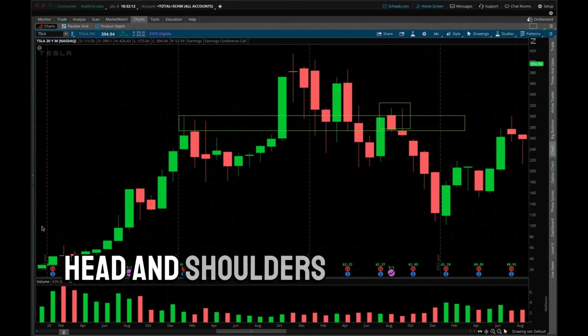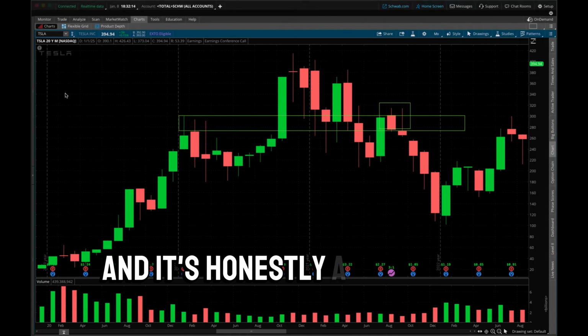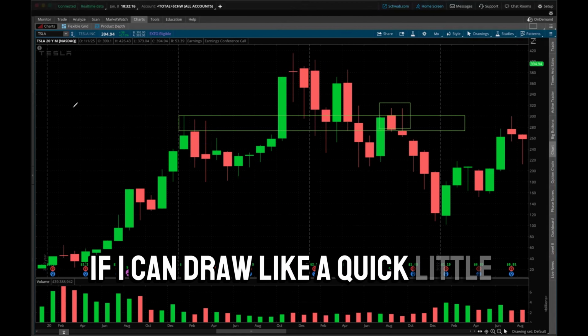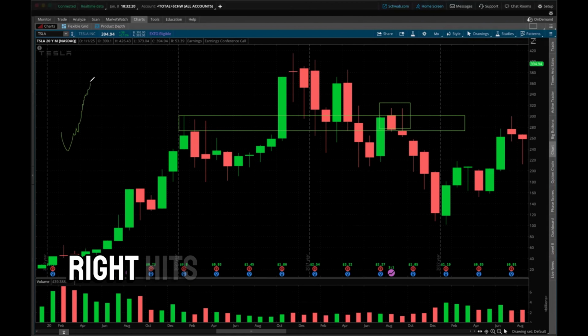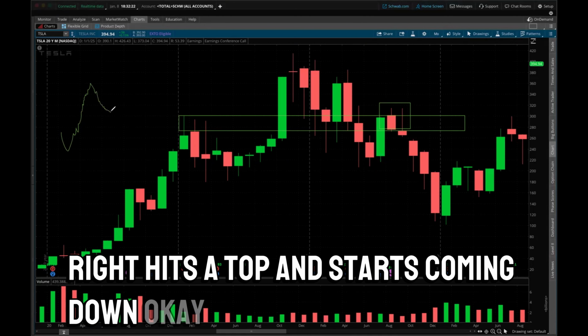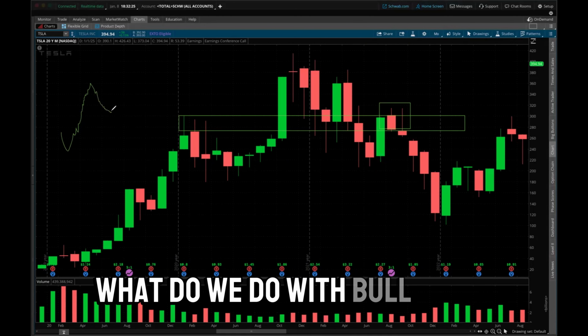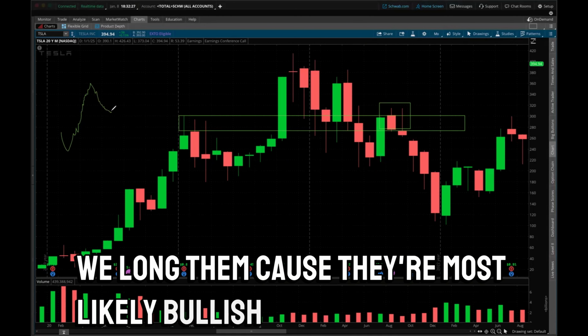Head and shoulders. It's a reversal pattern, and it's honestly a beautiful pattern. If I can draw a quick little diagram on the left, you've got a stock that's just trudging up, right? Hits a top, and then starts coming down, okay? It makes that little bull flag. What do we do with bull flags? We long them because they're most likely bullish patterns.